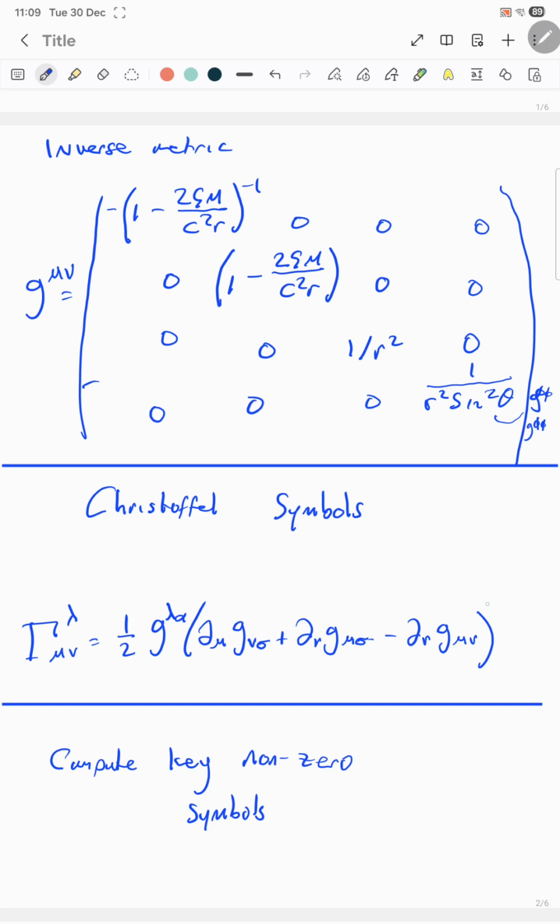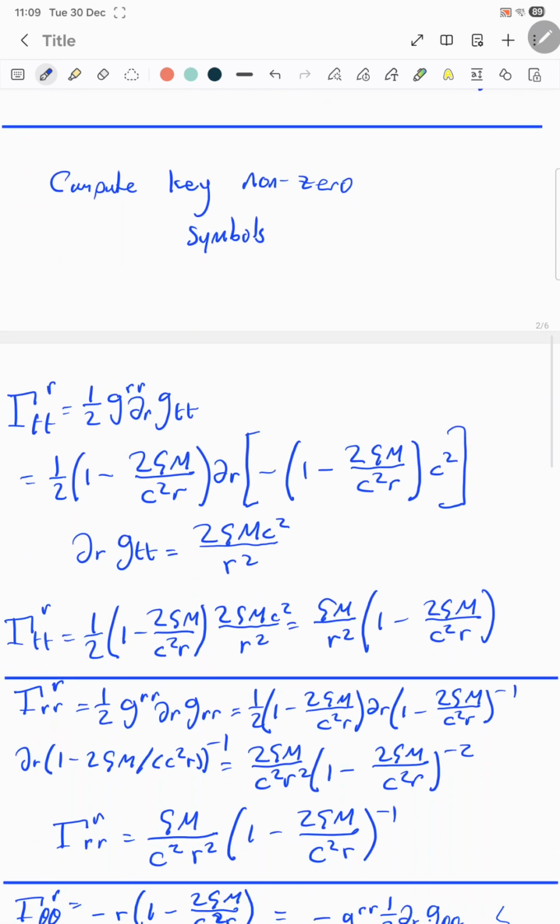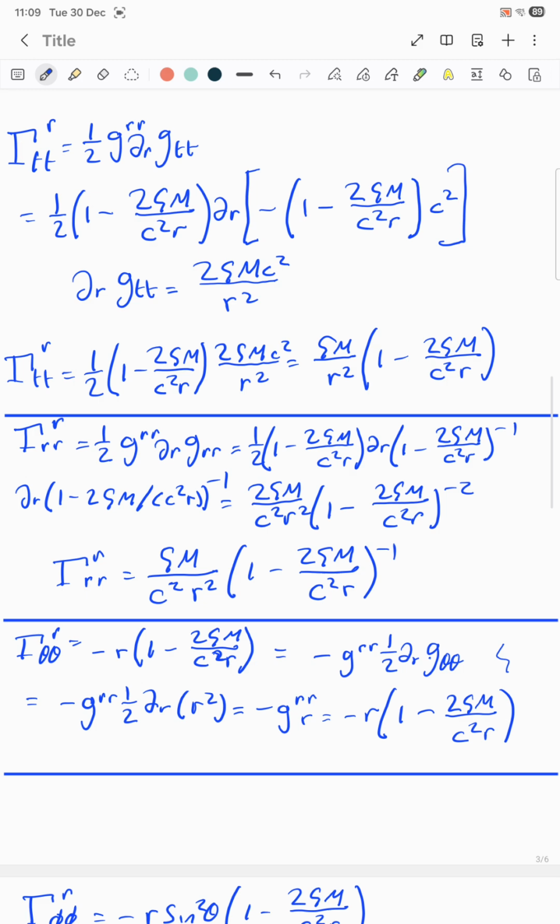Now the Christoffel symbols, the formula again is here. We compute the key non-zero symbols. So Gamma r tt equals 1/2 g^rr ∂_r g_tt, where these are the regular component and its inverse, with a partial derivative whacked in between them just for good measure. And after doing that, which looks complicated, but it really is a simple operation, we're just taking a derivative and just collecting and whatnot, and we will get this. And for our component, our Gamma t r t, we will end up with this.